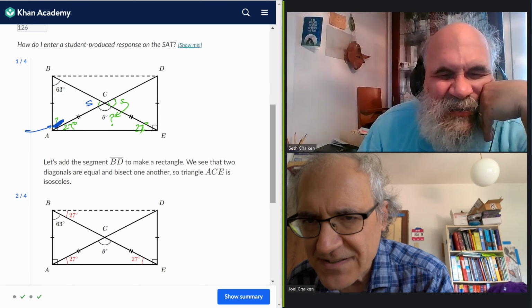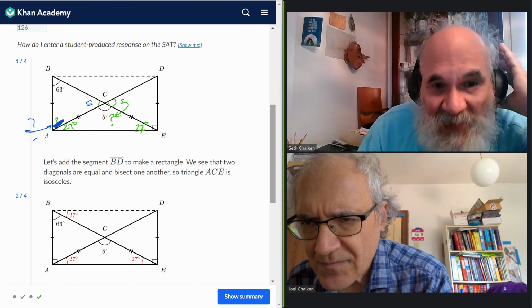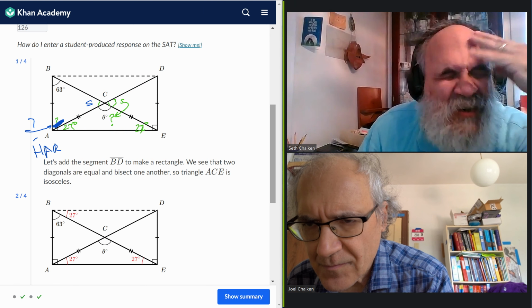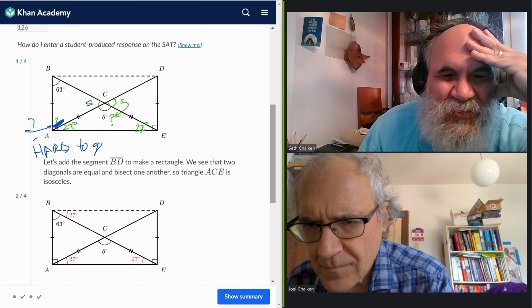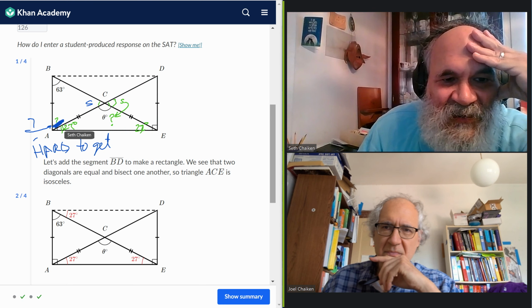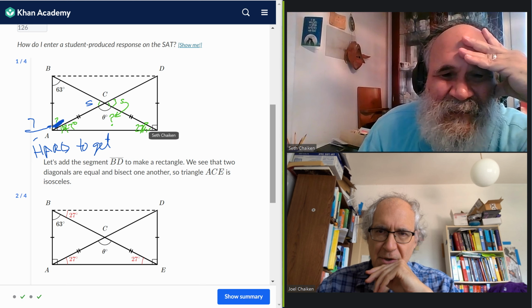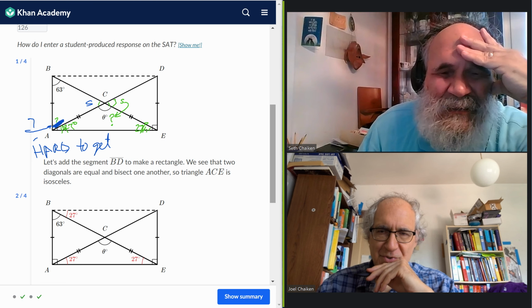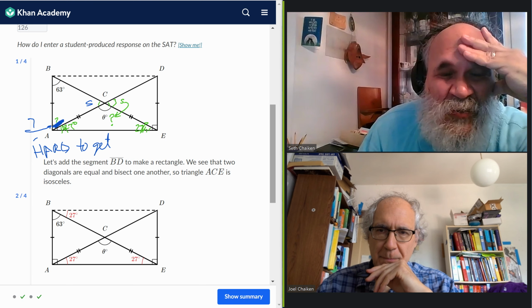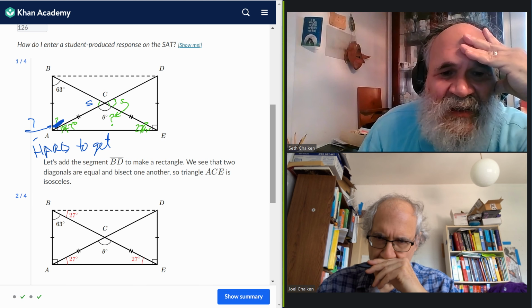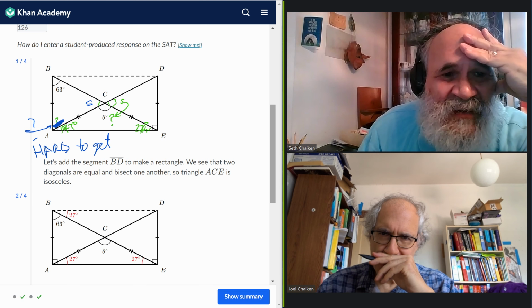The problem is you get the blue angle. The critical thing to observe is that these two angles are equal. Right, and you can actually calculate those two. They're equal, and they're equal to the complement of 63.